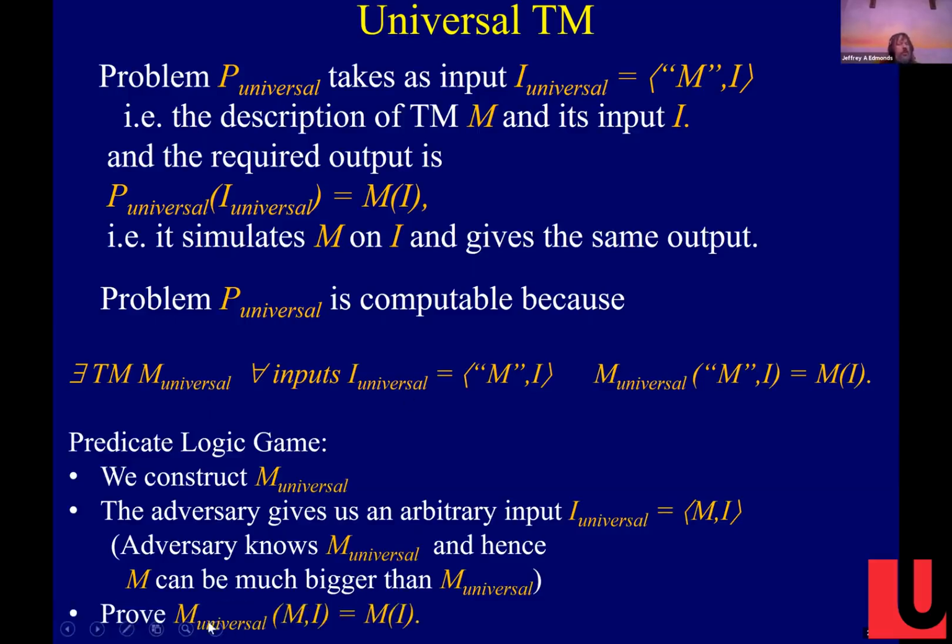And then we have to prove that this universal Turing machine will properly interpret M and I and simulate M on I and tell you what M does on I. Right? Everybody following this?